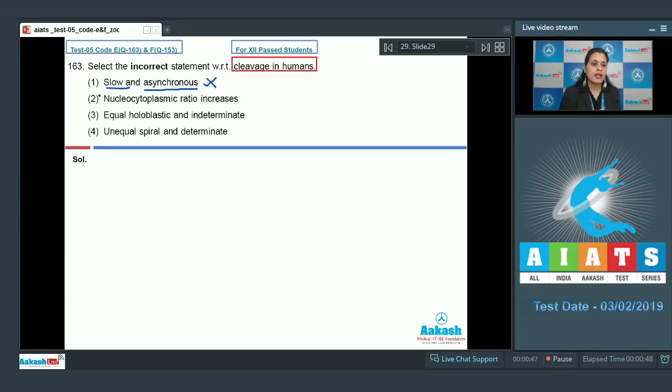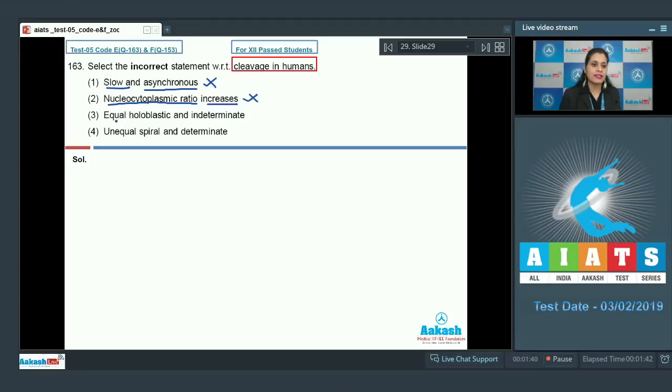The next option is nucleocytoplasmic ratio increases, and as it is also a correct statement, this cannot be the correct answer because during cleavage there is no increase in the mass of cytoplasm of the developing embryo. However, there is an increase in the DNA content, because of which this nucleocytoplasmic ratio increases.